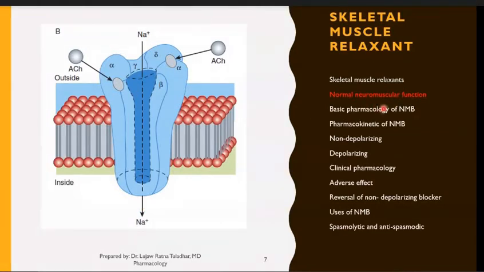Now we move on to the next section, that is normal function. For the muscle to contract, two molecules of acetylcholine have to bind to the NM receptor, which is going to open the channel, and sodium is going to move inside. That is how depolarization takes place.